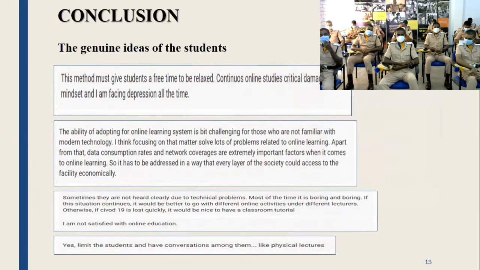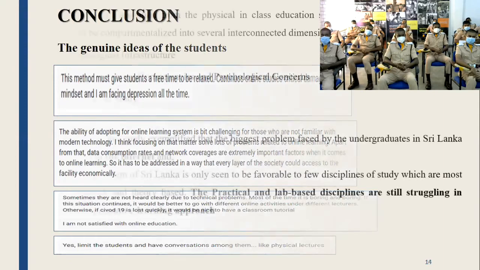Before coming to that, I can show you some genuine comments of the students. You can see one or two of them. "Continuous online studies critically damage my mindset and I'm facing depression all the time." This is one of the genuine comments of the students. There are many comments given by the students. For example, some have given us suggestions and recommendations, such as that the students should have conversations among themselves. So with that, I can come to the conclusion.